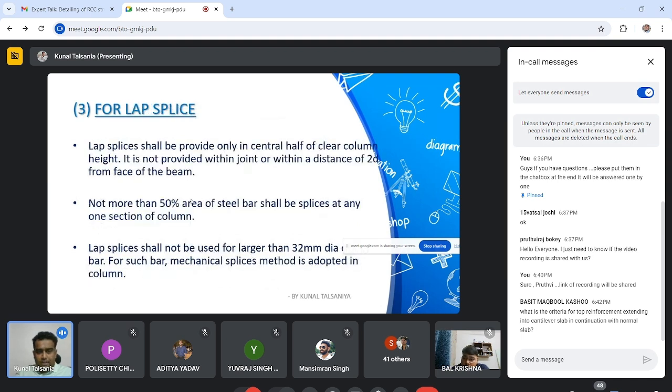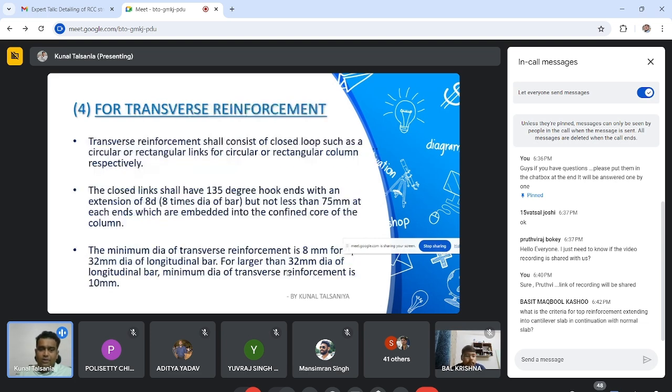Not more than 50% area of steel bar shall be spliced at any one section. This is common for beam, slab, or any structural element. Not more than 50% of area has to be spliced at one location. You can go maximum with 50%. Okay. Lap splice shall not be used for bars larger than 32 mm dia. For such bars, the mechanical splice method is adopted in column.